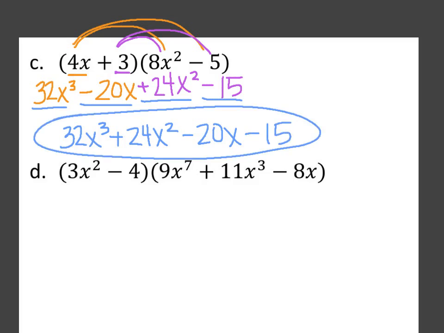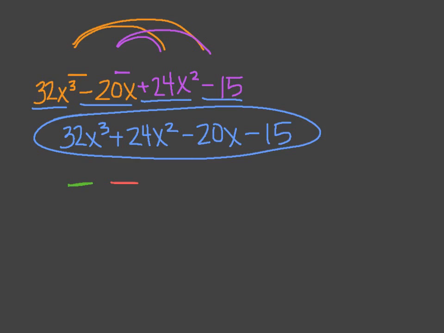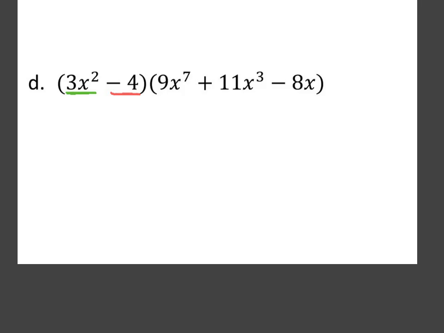Part D is very similar. There are just more terms. In the front set of my parentheses, I still have 2 terms. I have a binomial. So I just need to distribute each term to everything in the other parentheses, or double distribute. So 3x squared, sorry, I decided to slide it up a little bit. But I'm going to double distribute. So 3x squared times 9x to the power 7. So 3 times 9 gives me 27. And now I'm going to add the exponent. So 2 plus 7 would give me x to the power 9.